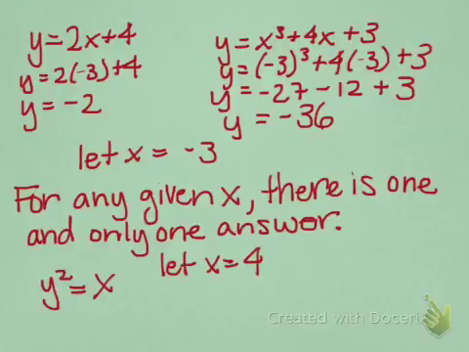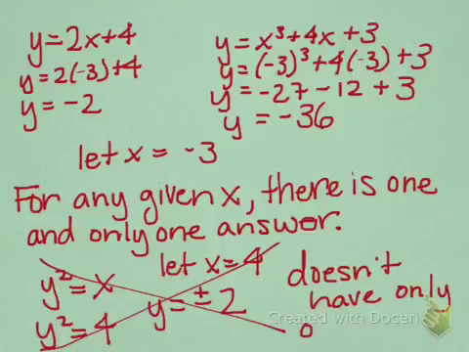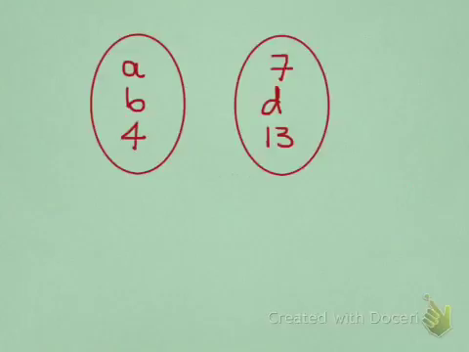This is an example of an equation that will give you more than one answer. Let's say that x equals 4. So y squared equals 4. When we solve for y, it is either going to be positive 2 or negative 2. So when we have an input of 4, we get an output of 2 and negative 2. So in this case, it's not what we consider a function because there is more than one answer. It doesn't have only one answer. So again, that is what we call a function.